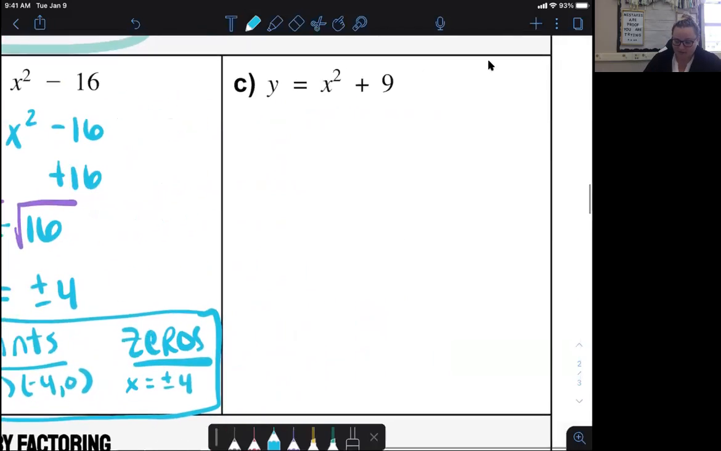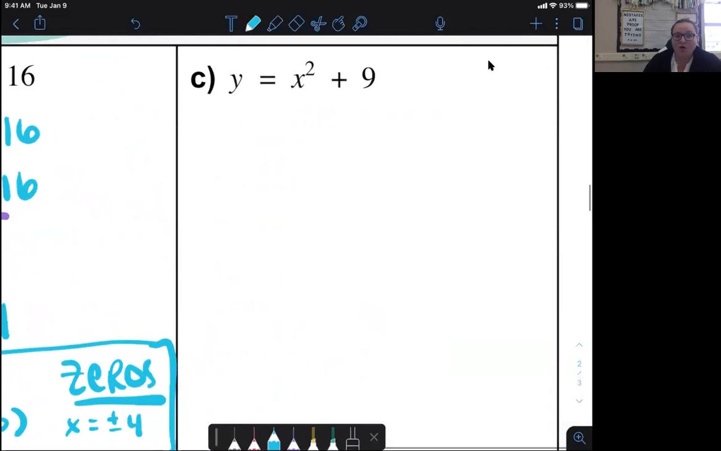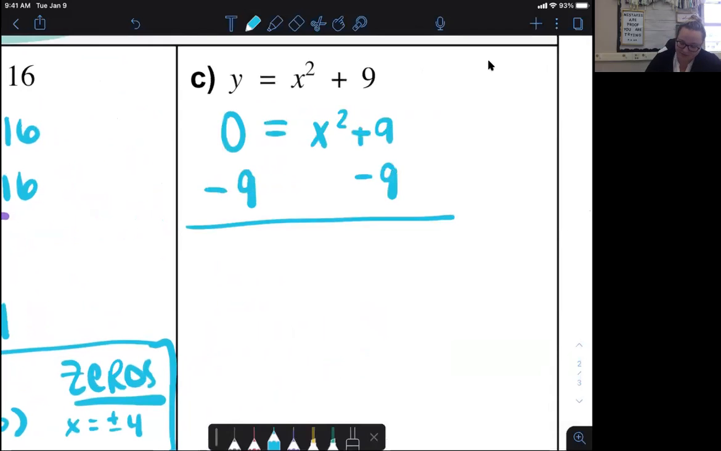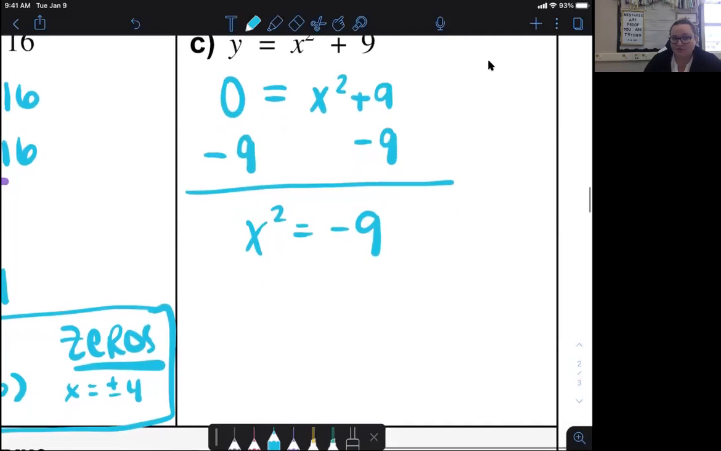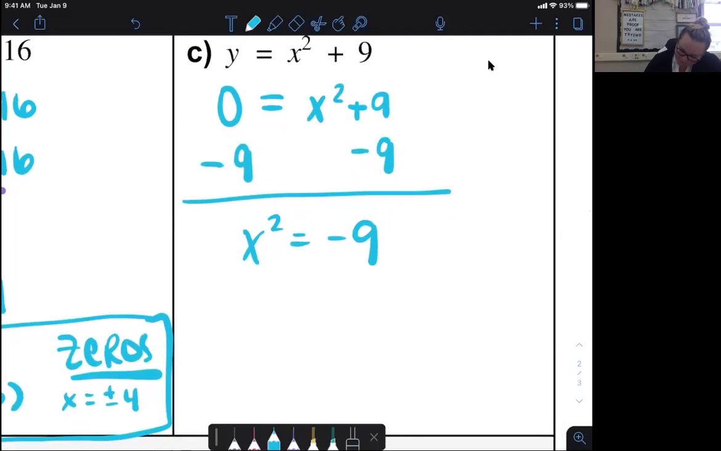Right, and let's do the last one. So part C, y equals x squared plus 9. So of course we plug in 0 for y, and then we solve for x, but this time we have to subtract 9 from both sides. And we get x squared equals negative 9. Well, we're going to run into an issue with this problem. When I square root both sides, I'm square rooting a negative.